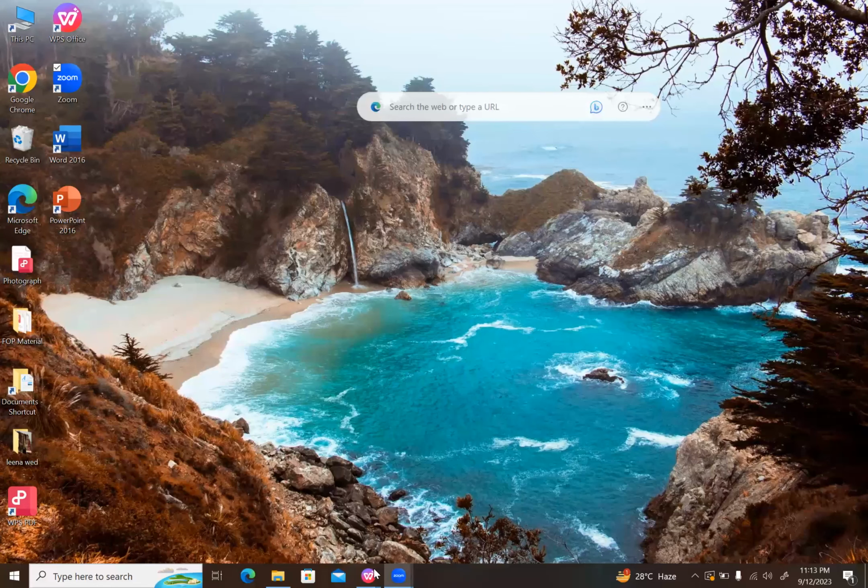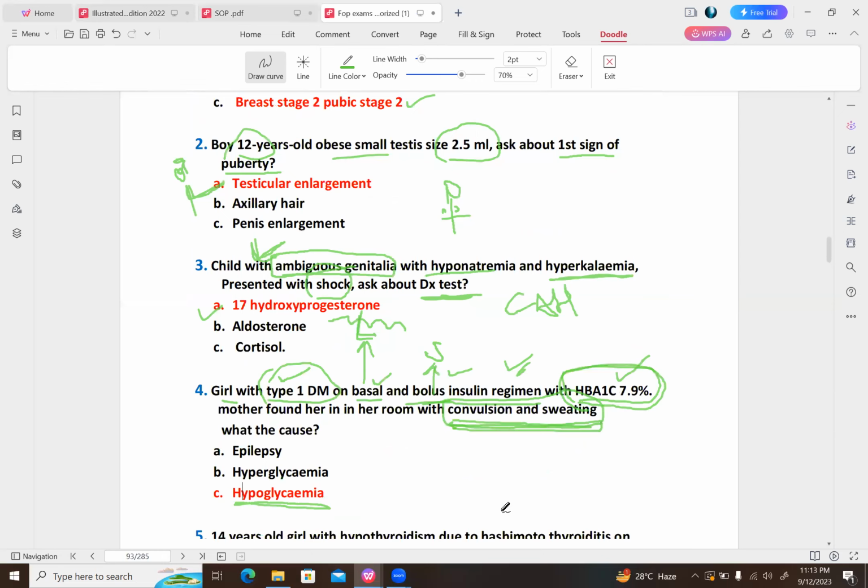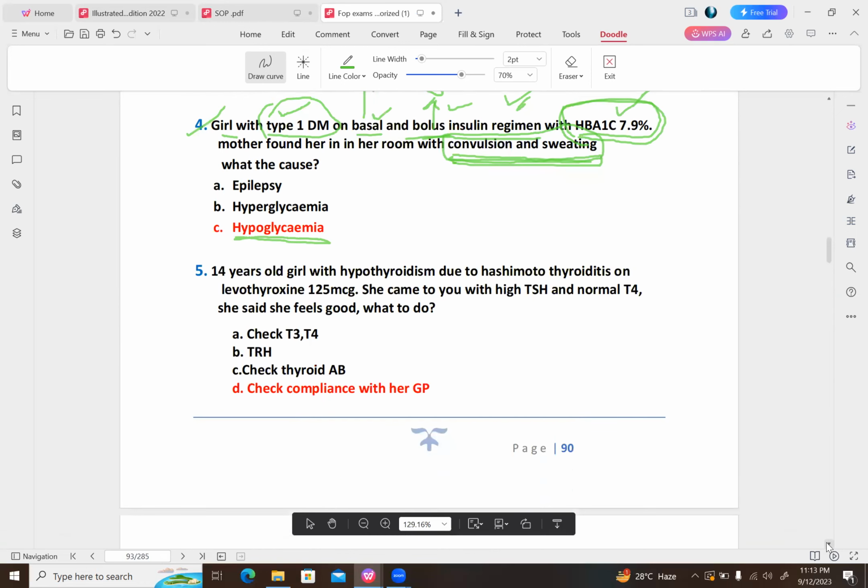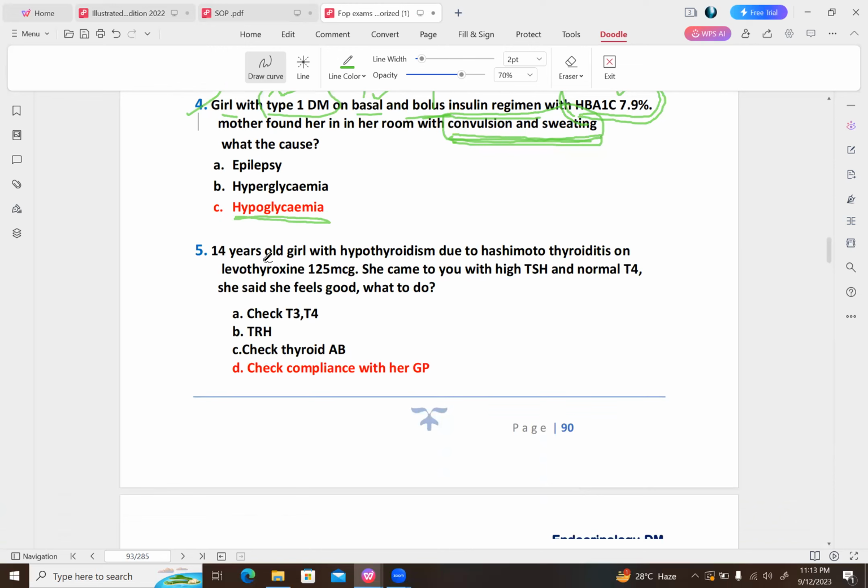Coming back towards the details, we have done so much about diabetes and hypoglycemia, HbA1c, and the types of diabetes. Next question is about the thyroid. This is a 14-year-old girl who is hypothyroid due to autoimmune disease, that is Hashimoto's thyroiditis. She is on levothyroxine 125 mcg, and she came to you with a high TSH and normal T4. Now look, this is a very interesting case.